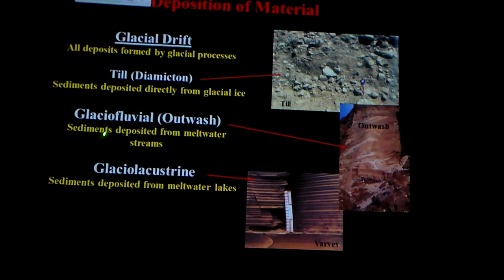And the third type is glaciolacustrine. Again, glacier, and lacustrine means lake. So lacustrine sediments are lake sediments. So now I'm looking at materials that are being laid down in the bottom of lake systems. And there are going to be a lot of those around.